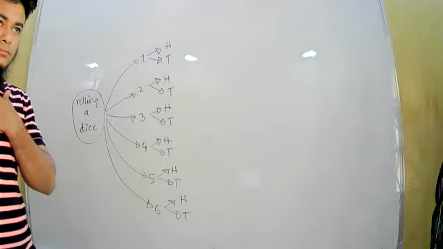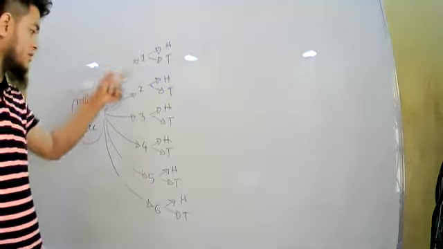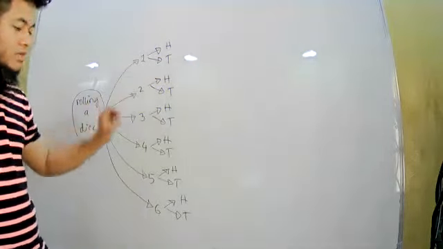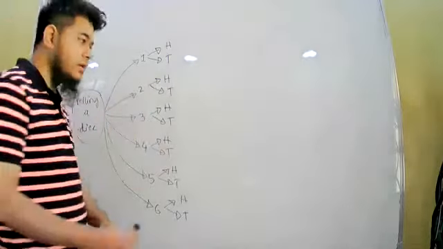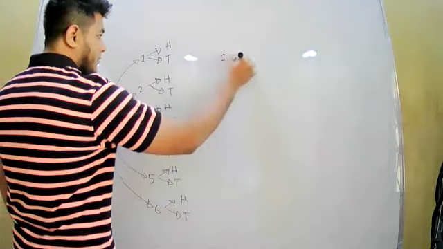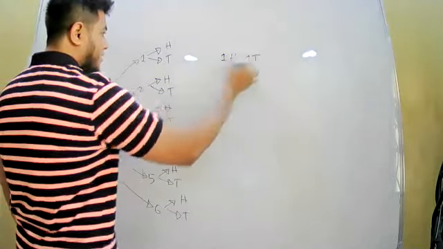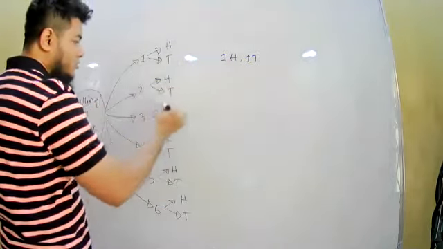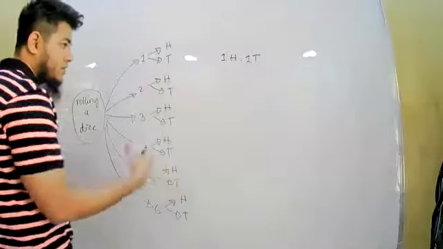12, 6 to the 12. Yes, 6 into 2. From each one, two outcomes come out. So 12. How to list out the possible outcomes? 1H, 1T, 2H, 2T, 3H, 3T, 4H, 4T, likewise.